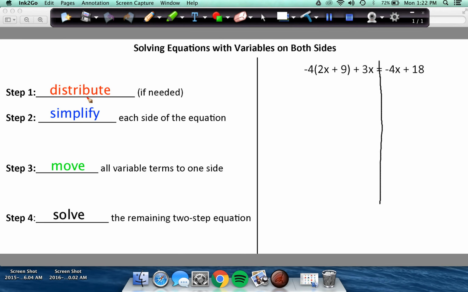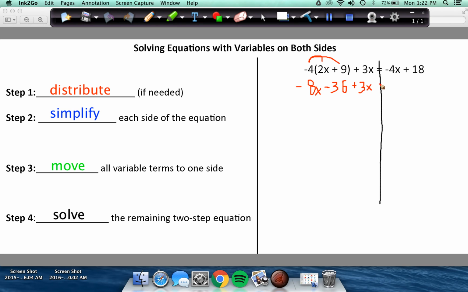Okay, so now I can start with step one, which is to distribute if it's needed, and in this case it is. So I'll distribute this negative 4 to a positive 2x. Negative 4 times a positive 2x would give me a negative 8x. Don't forget your x. Next, I've got to distribute the negative 4 to a 9. Negative 4 times a positive 9 is going to give me a negative 36. This 3x is not inside those parentheses, so I'm just going to bring down this plus 3x.